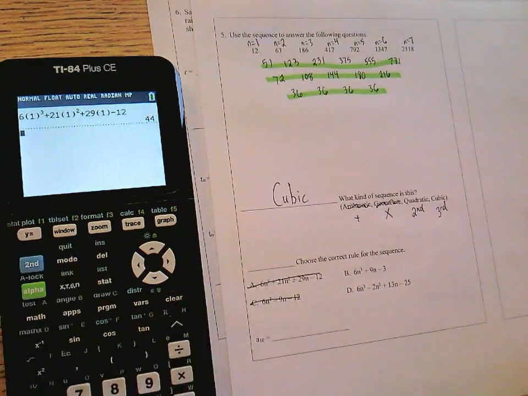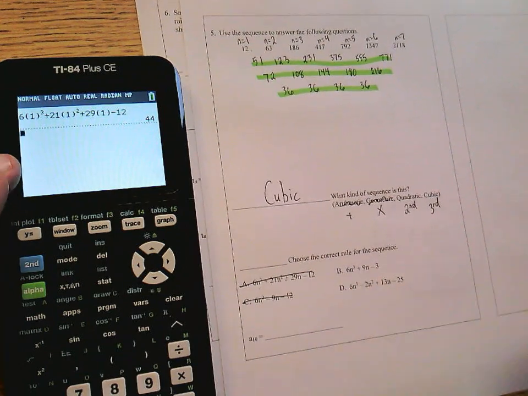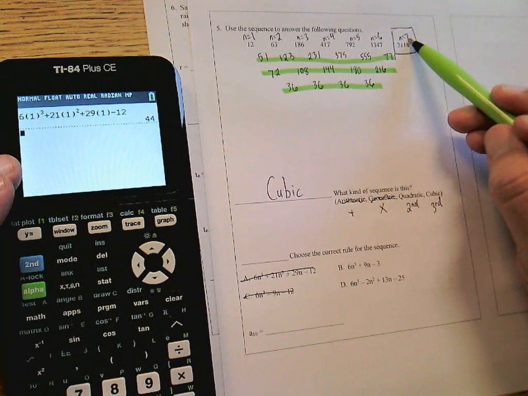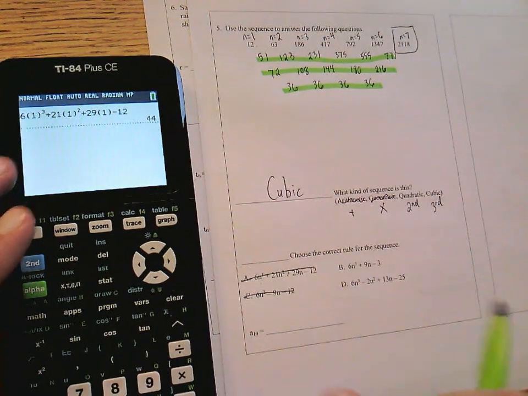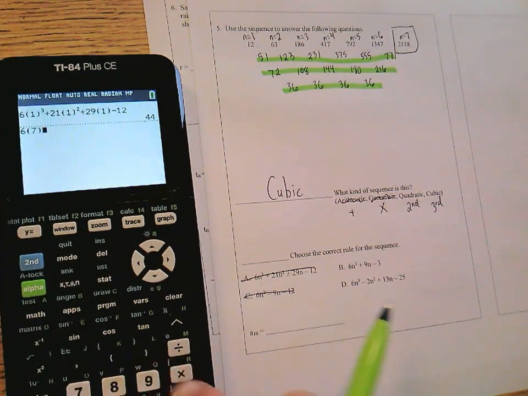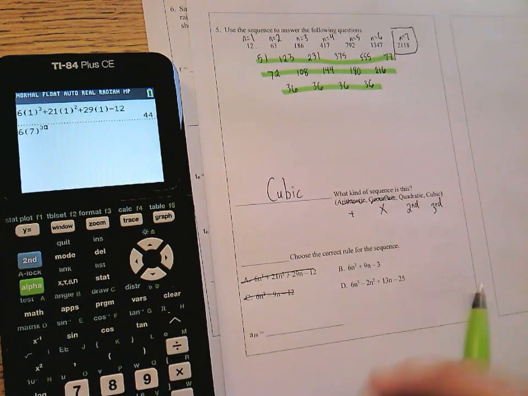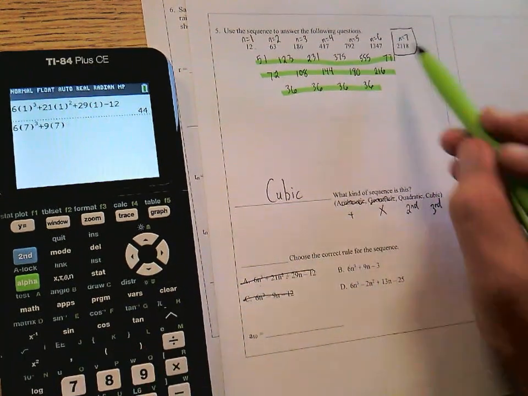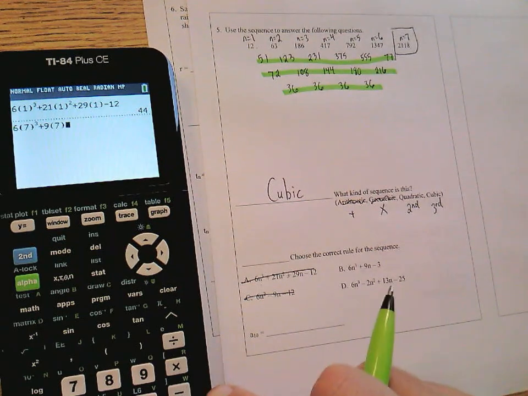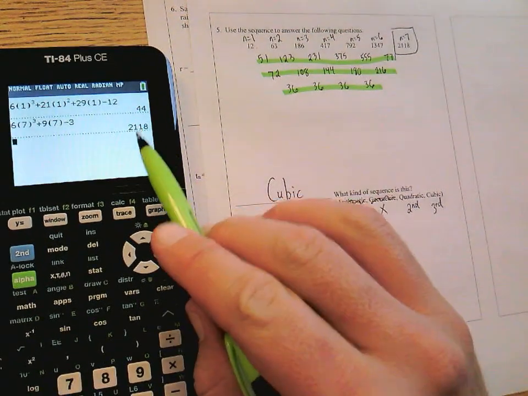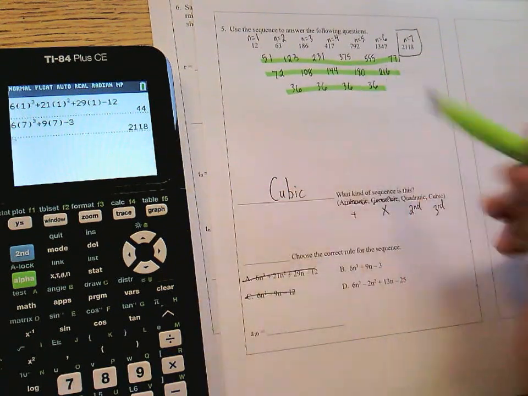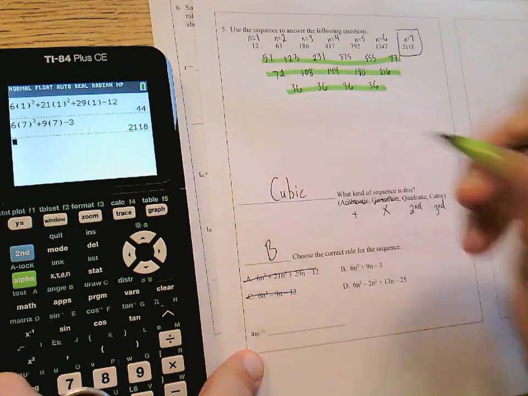Now, let's say I wanted to live dangerously, and for the next one, I wanted to use the very last one. Well, if I wanted to use the very last one, guess what? n is now 7. All right, so I'm living dangerously here. Watch this, 4b. 6 times 7 raised to the power of 3 plus 9 times 7. Again, remember, I'm using 7 because I'm using my 7th term. Minus 3. Enter. Hey, look at that. We got a match. Well, hot dog. That's the answer, B. All right.